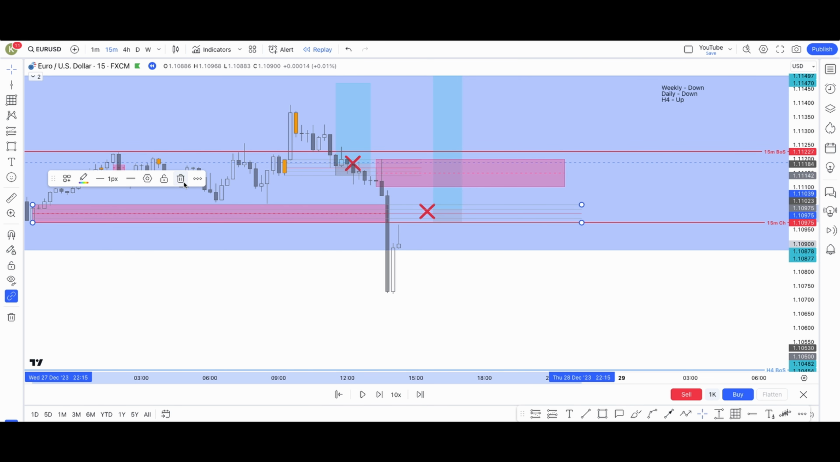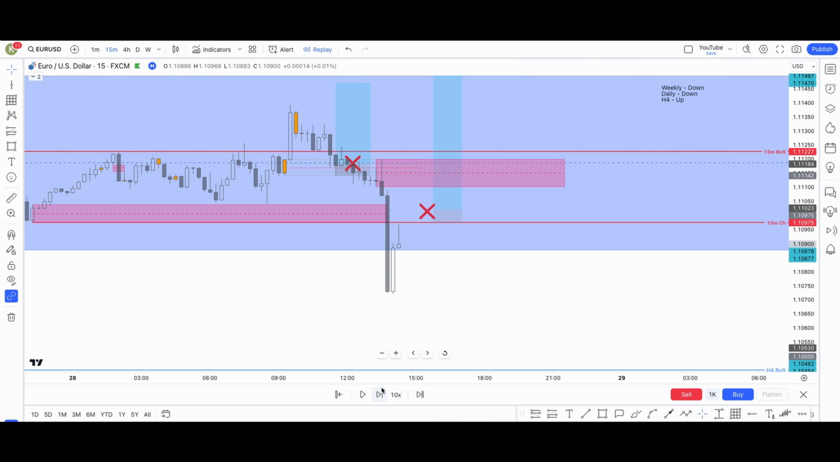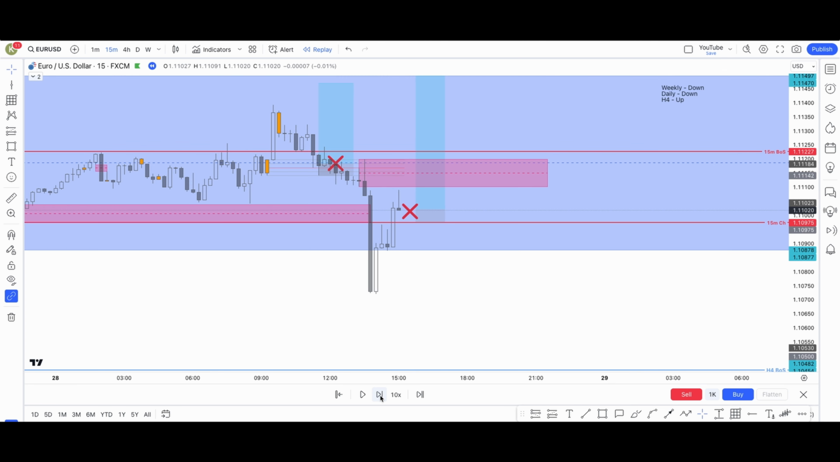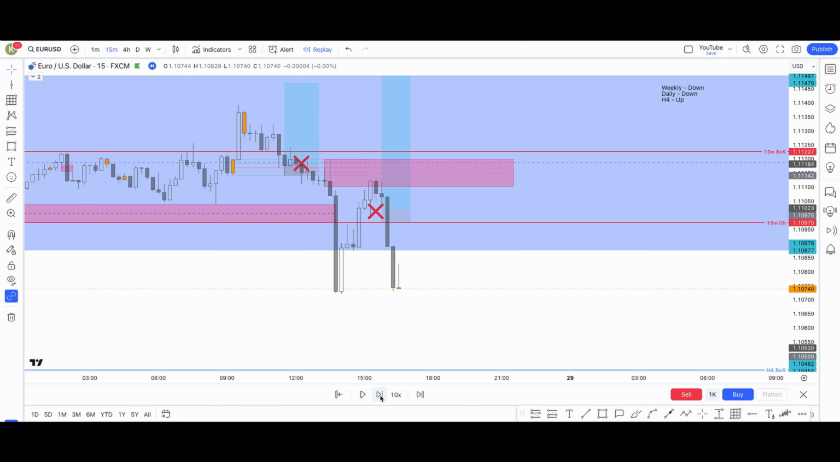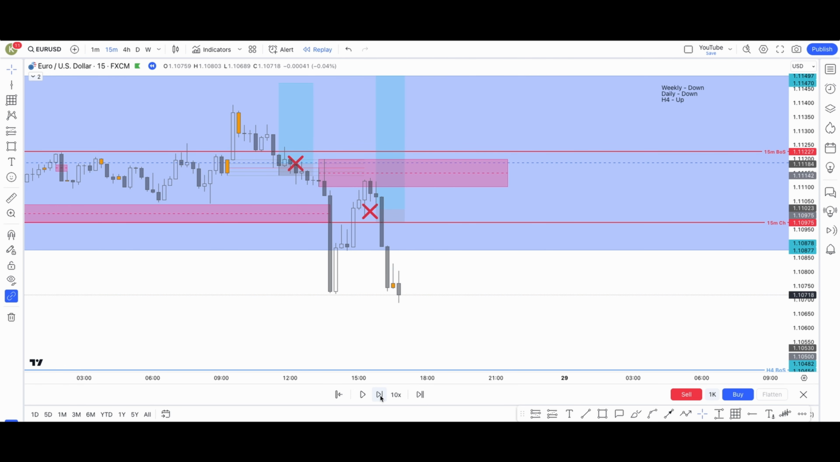Going to get rid of those lines. Okay. Looking good. Let's get that marked up.